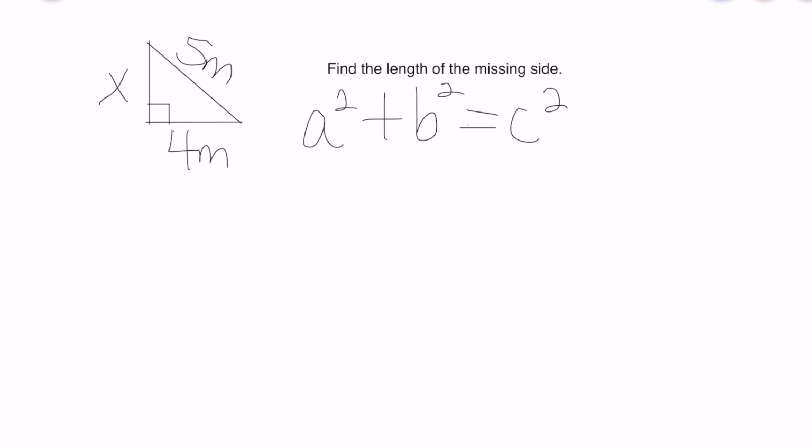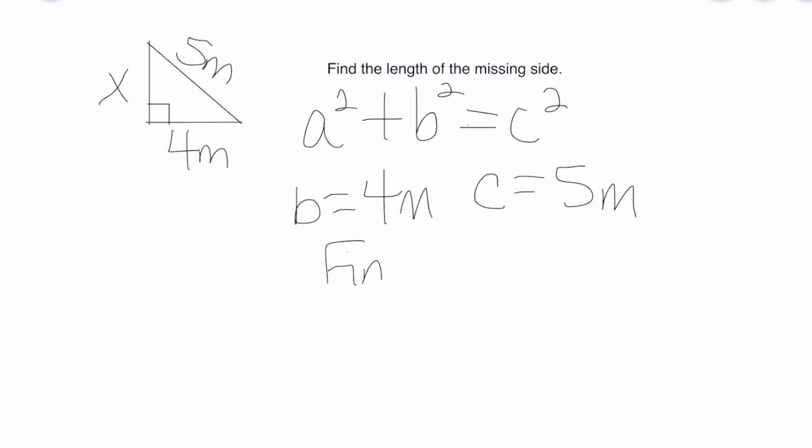In this case, we are given the length of the hypotenuse, which is the side across from the right angle. So we know that c equals 5 meters. And we know that b equals 4 meters. So we need to find the length of side a.